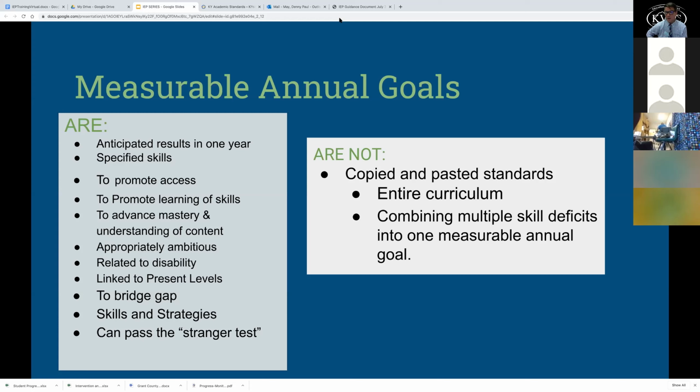What they are not, and this might be even more important, they are not copied and pasted standards. They're not intended to reflect the entire curriculum, and they are not intended to combine a bunch of multiple skills in one goal. So that's what that session is.